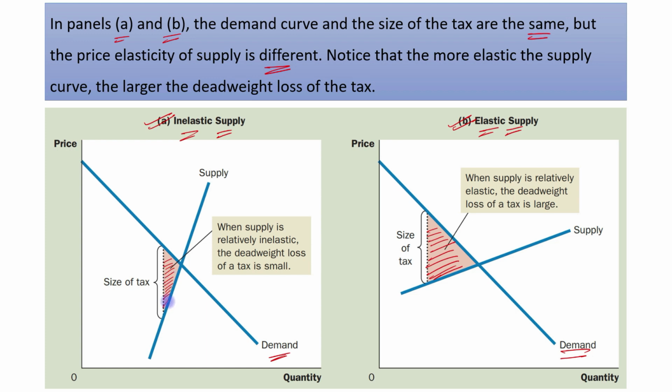Smaller deadweight loss. So when the supply is relatively inelastic, the deadweight loss of a tax is small, and when supply is relatively elastic, the deadweight loss of a tax is large. Clear?